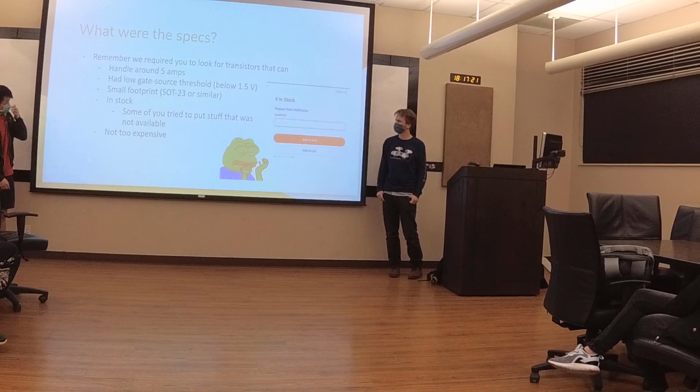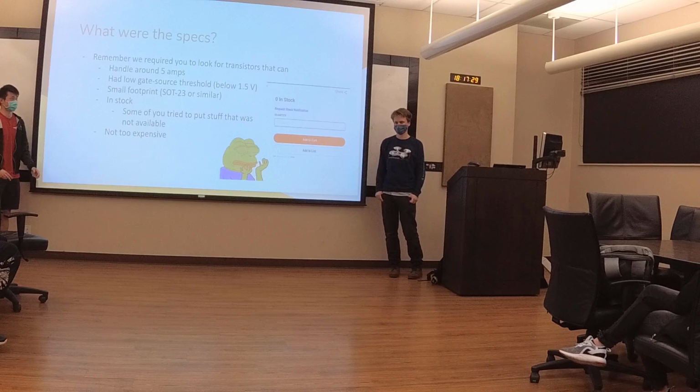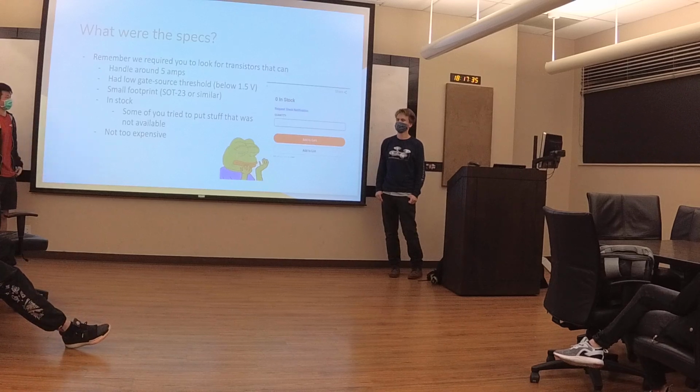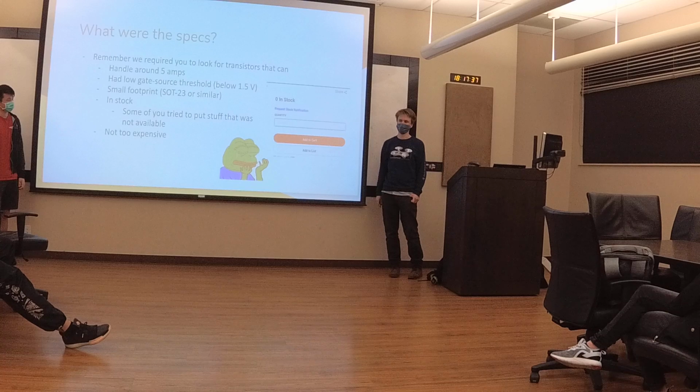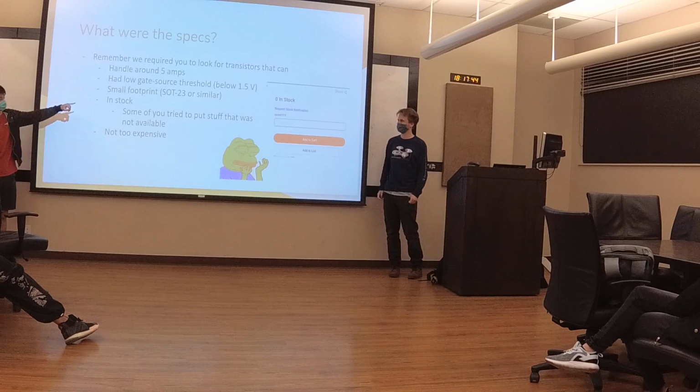Gate source threshold. We talked about threshold voltage a little bit: when the difference between gate and source is greater than the threshold, the MOSFET is on. We want that to be as low as possible, so this is about 1.5 V here, which is fine. Our GPIO signal is 3.3 volts, so this is less than half of that, so it's definitely going to hopefully work.